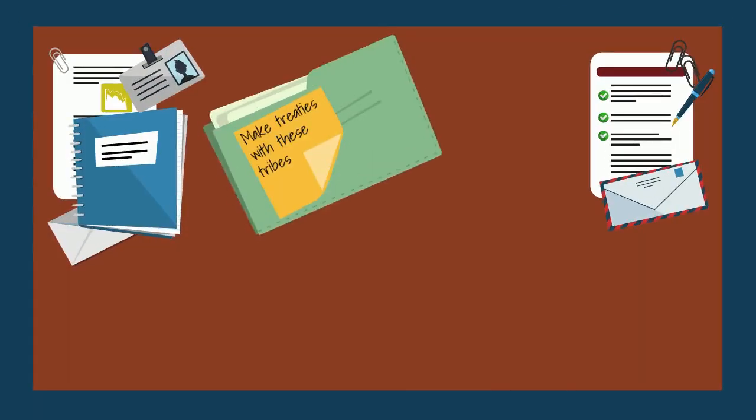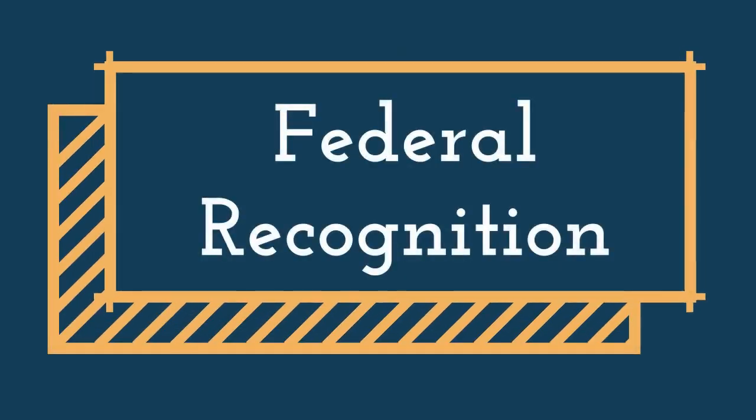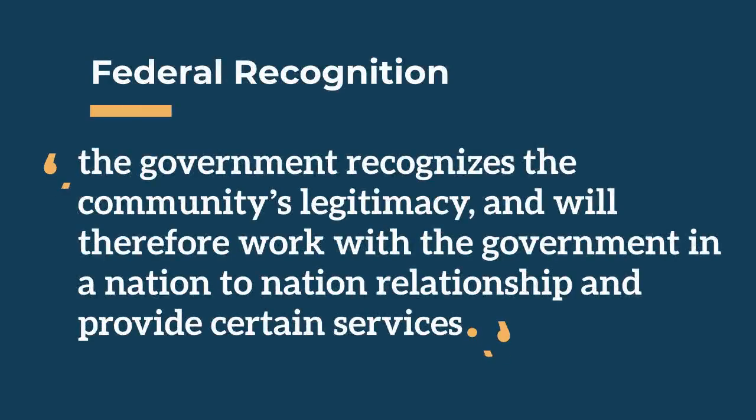One major issue with these treaties is that not all Native communities are treated the same. In fact, most tribes were never offered a treaty at all, and instead were left to fend for themselves with zero government support or recognition. Tribes who are protected by treaties often have what is known as federal recognition status. This means that the government recognizes the community's legitimacy and will therefore work with the Native government in a nation-to-nation relationship and provide certain services.